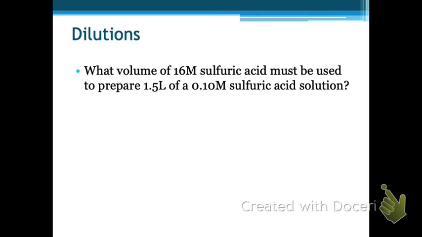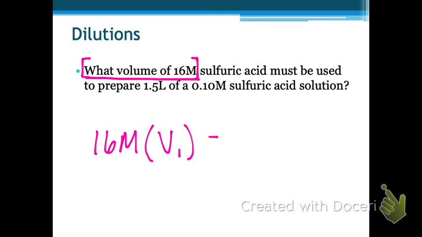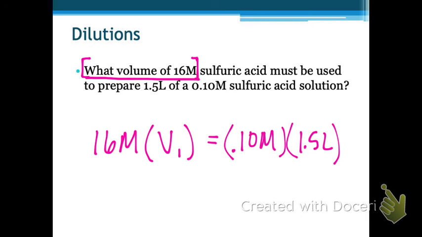So we need to see here. It says what volume of a 16 molar. So that means that has to be a pair, right? I'm looking for, if my concentration is 16 molar, what volume do I need to make 1.5 liters of 0.10 molar? Okay, does that context feel fine? Are we comfortable with how that gets read and how we use that?